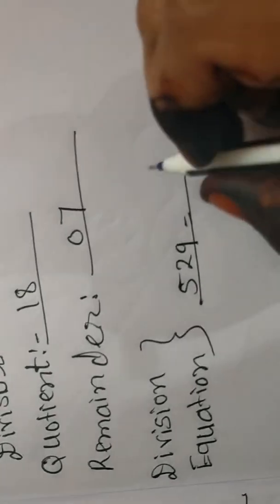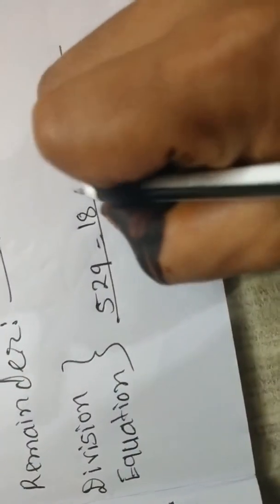So students, quotient is equal to 18 and remainder is equal to 7. So here we have to write quotient is equal to 18, remainder is equal to 7, and equation is equal to 529 is equal to 18 multiplied by 29 plus 7. This one is the answer.